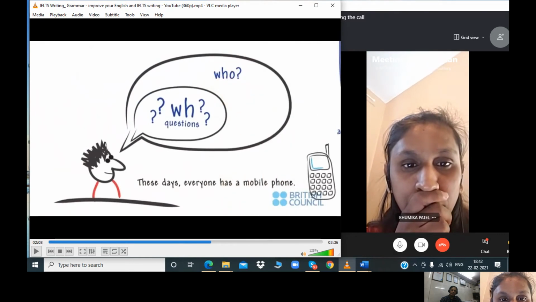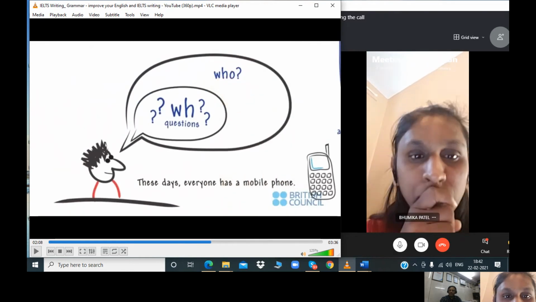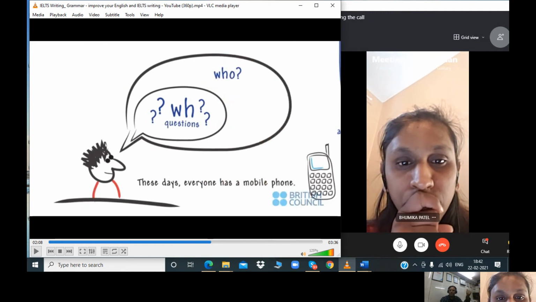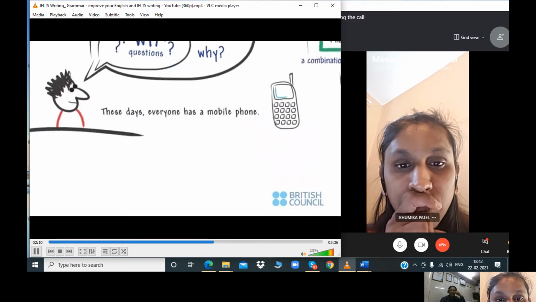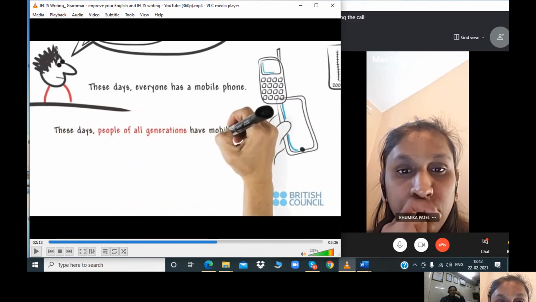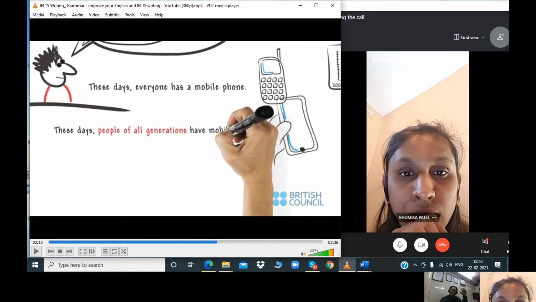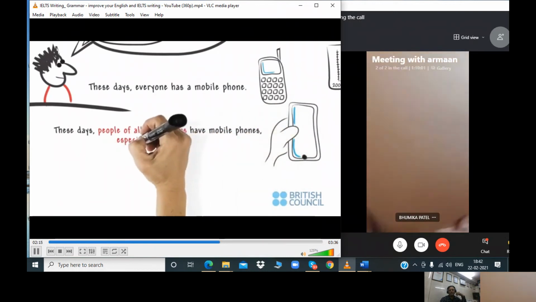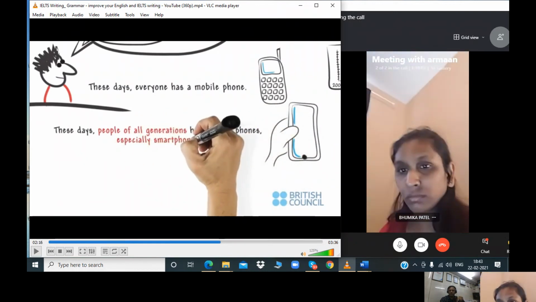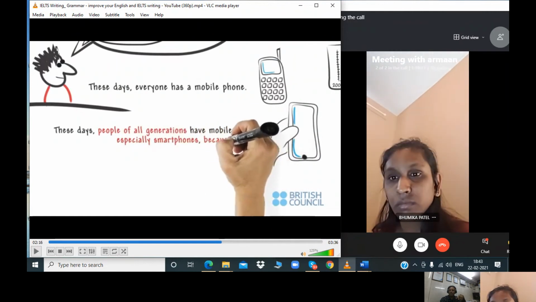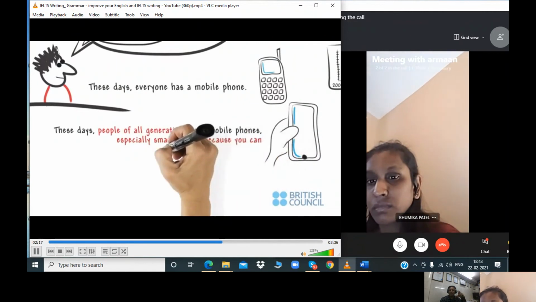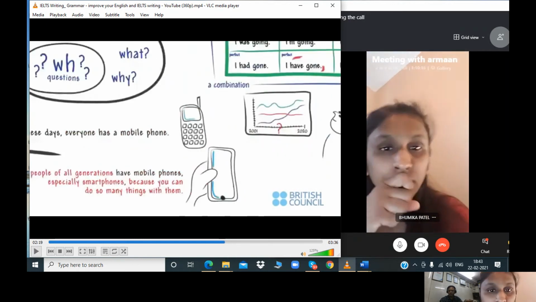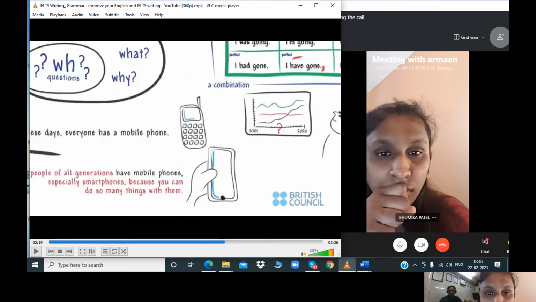Think to yourself: who has a mobile phone these days? See this: what kind of people, where it is found, why. These days people of all generations, whether they are younger or old, have mobile phones, especially smartphones, because you can do so many things with them. See, one single sentence, but a complex sentence.